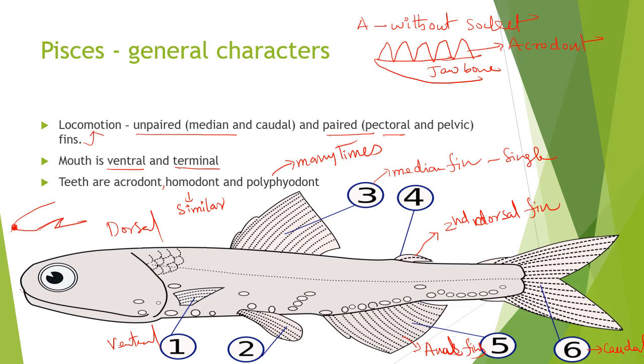The teeth are acrodont. Acrodont means teeth directly attached to the jawbone without sockets. And homodont, all the teeth are similar in appearance. So there is no variation like incisors, canines, premolars and molars.